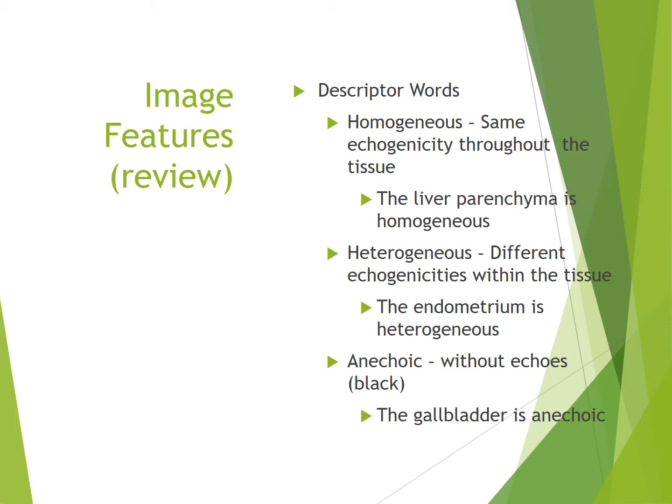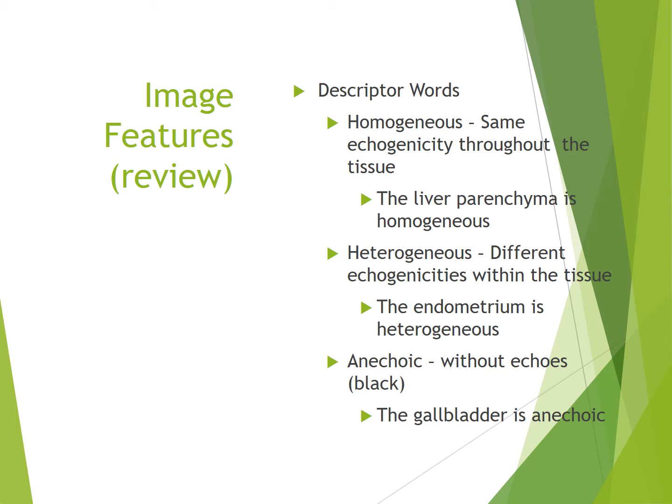So homogeneous would be the same echogenicity throughout the tissue. For example, the liver parenchyma is homogeneous, so it would have a very smooth looking echo texture to it. Heterogeneous then is different echogenicities within the same tissue. The endometrium is heterogeneous. So in this case, the endometrium would have lots of brights, lots of mid-grays, maybe some anechoic spots. It'd kind of be all over the place. It would look very non-uniform.